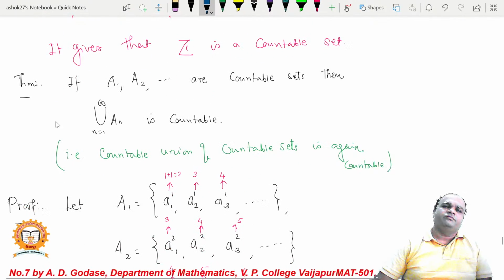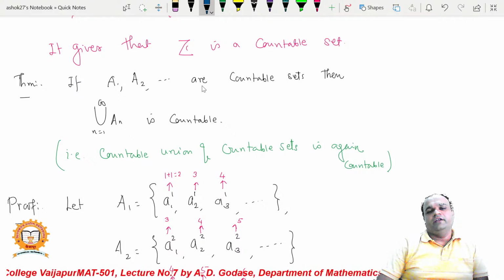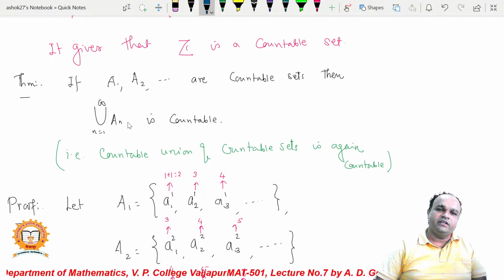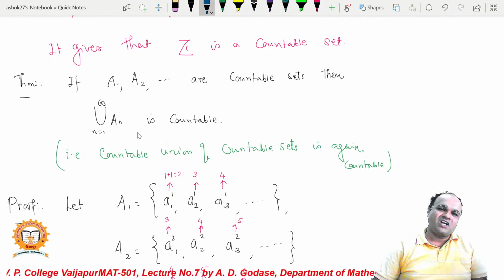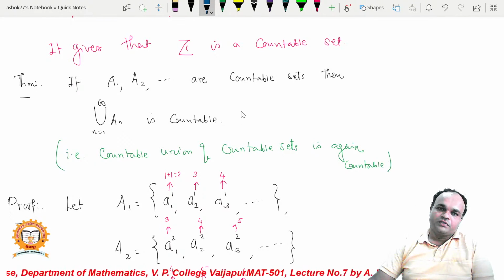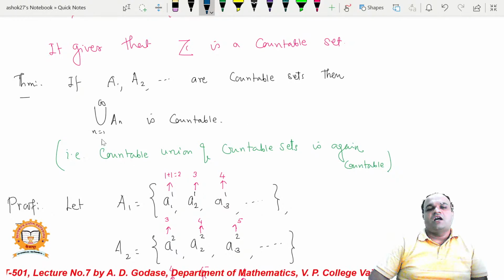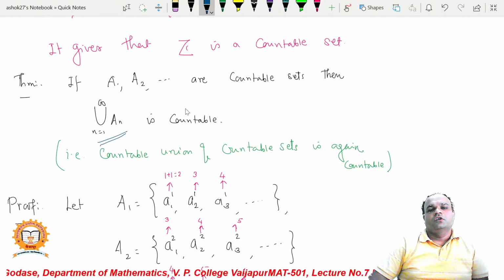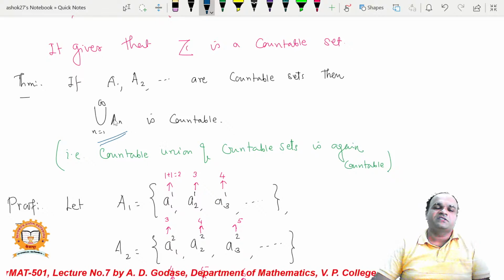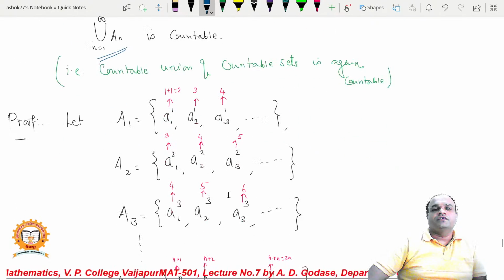So there is one theorem, that is if A1, A2 up to An and it goes to infinity are countable sets, then their countable union is again a countable set. That is, a countable union of countable sets is again countable. So this is the statement of this theorem. So we have to prove this, means you have to assign counting to this union. So for that, see how we'll flow this.